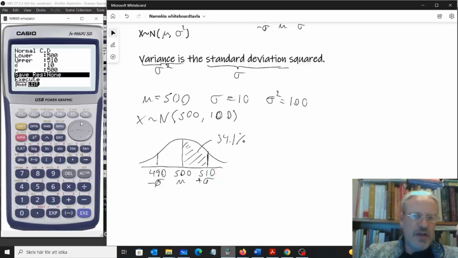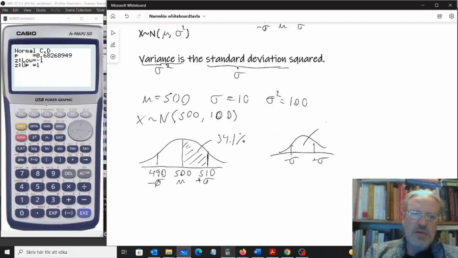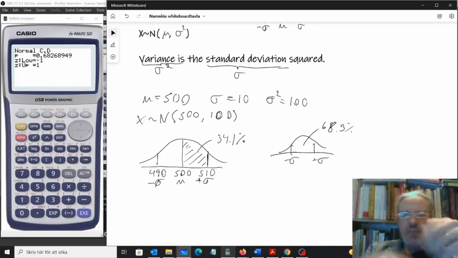So we can go in here and say, okay, from the lower end, 1 standard deviation down, 490 grams to 510 grams, and we find this area from minus 1 standard deviation to plus 1 standard deviation to be about 68.3%. It's nothing you need to remember by heart, but it's fairly good to recognize that. So this curve is symmetric.